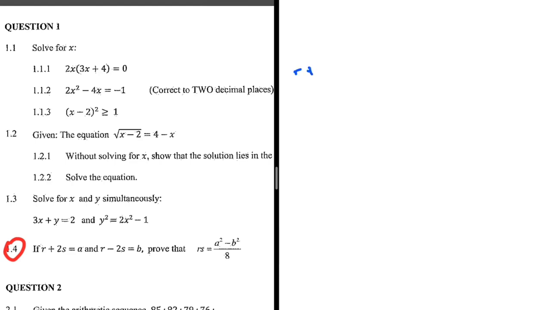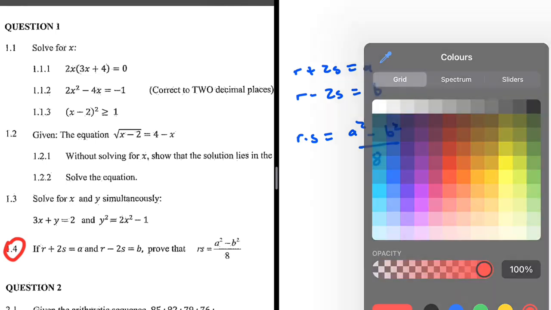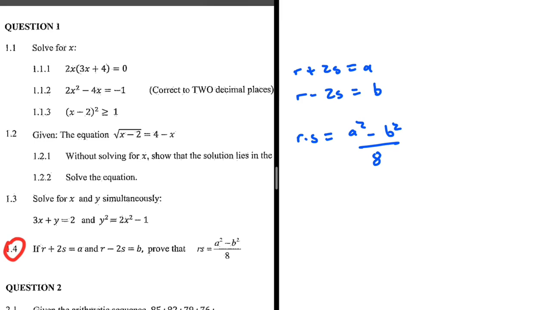We have r plus 2s being equal to a, and r minus 2s being equal to b. And we're supposed to prove that r multiplied by s is equal to a squared minus b squared divided by 8. How can we possibly do that? Well, it's either you realize it or you don't, but I hope you did realize when you were answering this question that we have a difference of two squares right here. A squared minus b squared.